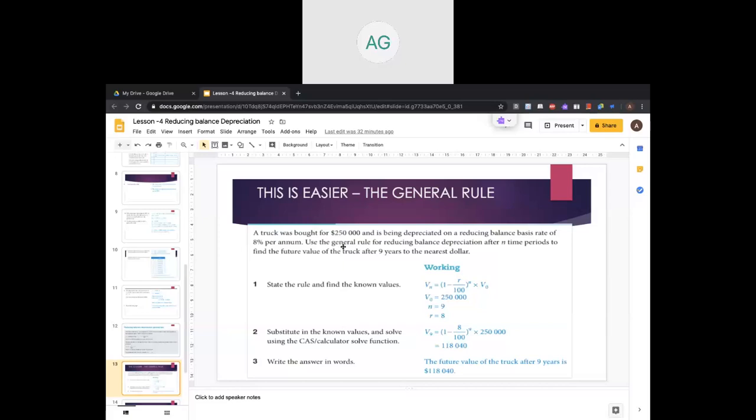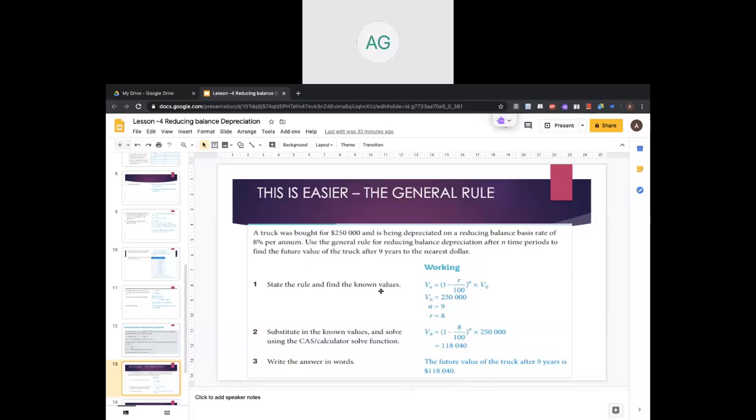So in one of the examples, the purchase price of a truck is given as $250,000 and 8% per annum is the rate of reducing balance depreciation. So you just need to apply that formula. You know your V0 is $250,000, and n is 9 years. So they're asking you to find after 9 years. And your rate of depreciation is 8. So you just substitute 1 take away R, which is 8 over 100 in brackets. You need to find that after 9 years. So you just put 9 here times the original value and you get your answer.